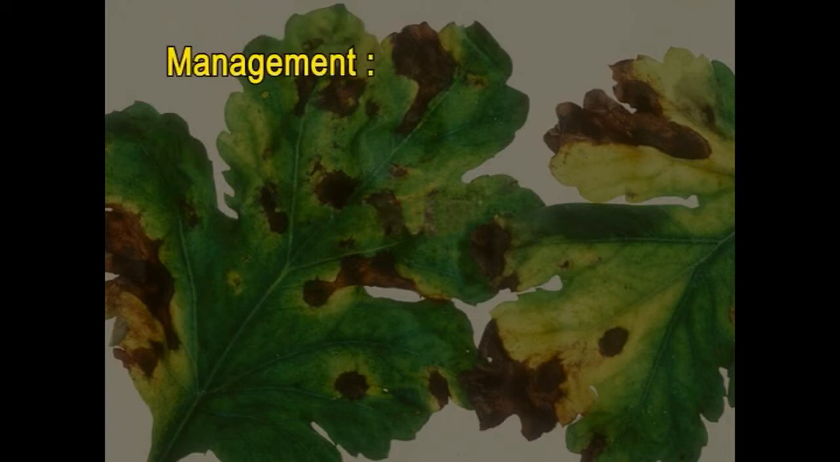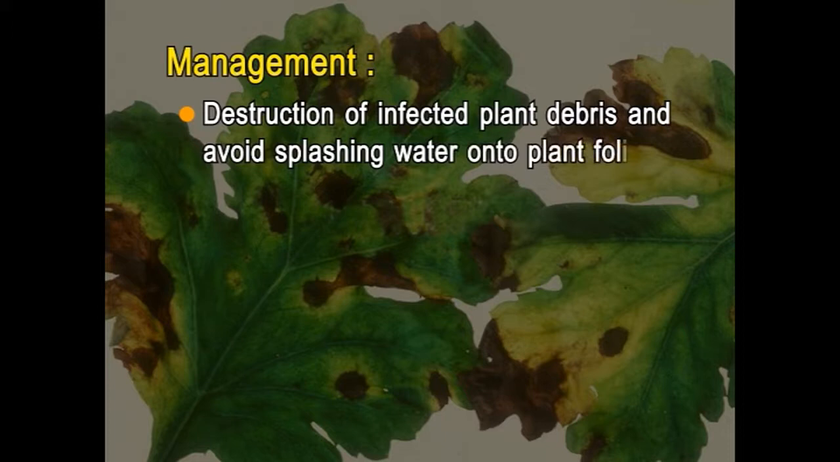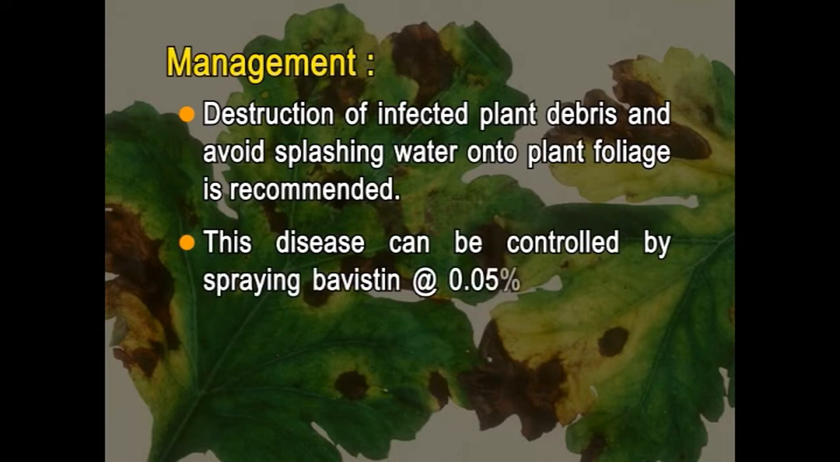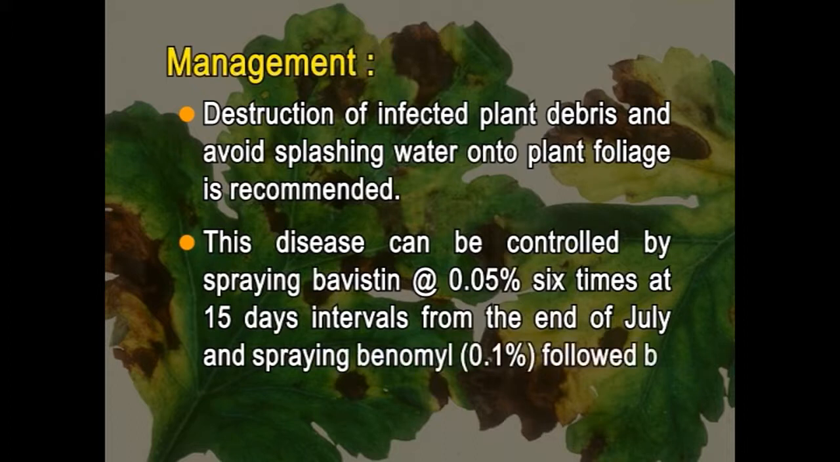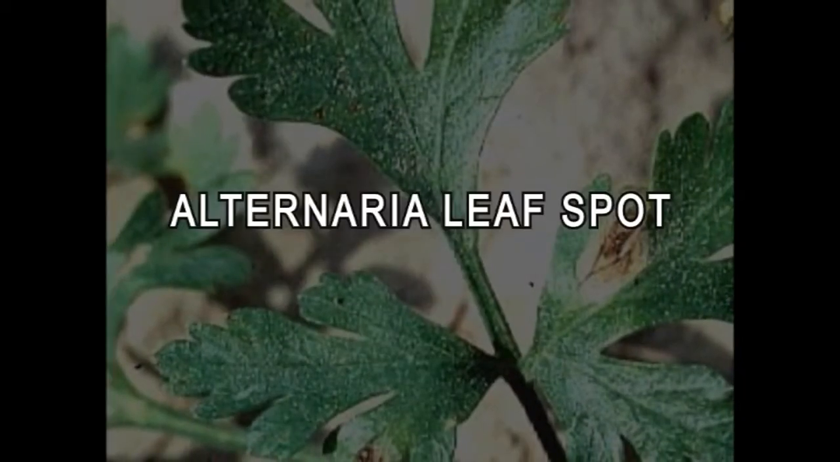Now let's see how to manage the disease. Destruction of infected plant debris and avoiding splashing water onto plant foliage is recommended. This disease can be controlled by spraying Bavistin at the rate of 0.05% six times at 15 days interval from the end of July, and spraying Benomyl 0.1% followed by Captafol 0.2% and Carbendazim 0.1%.